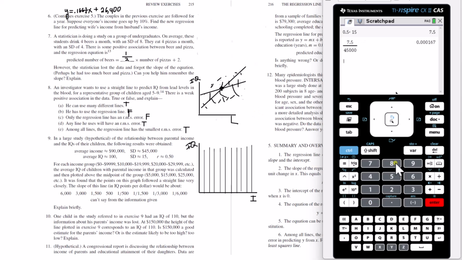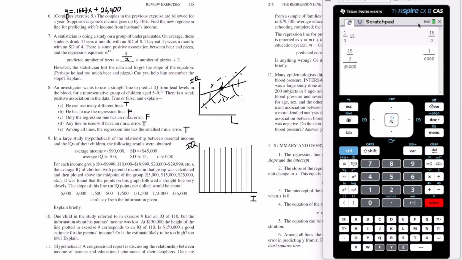So let's see, what's 7 plus, let's do this. Wait. Okay, hold on. Let's do R is 1/2 times sigma y divided by sigma x. 1 over 6,000. Yeah.